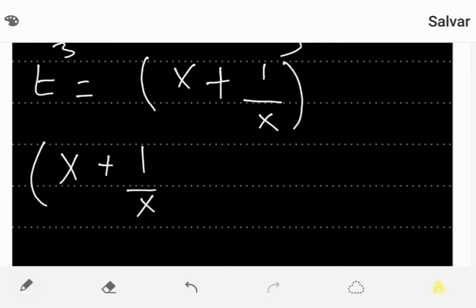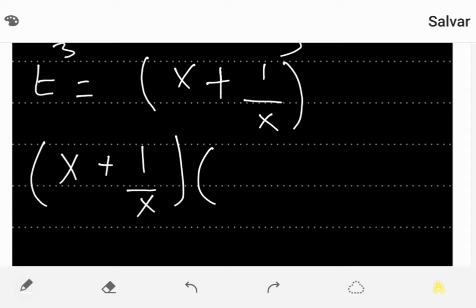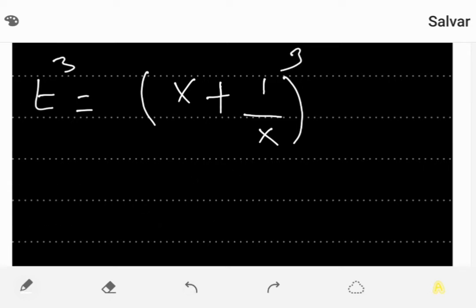Okay, 1 divided by x multiplied by x plus 1 divided by x squared. So you can use the formula for the squared and then multiply it over here. Okay, so t cubed will be equal to what?